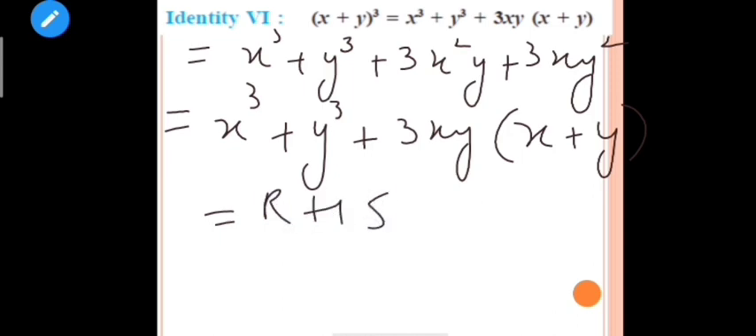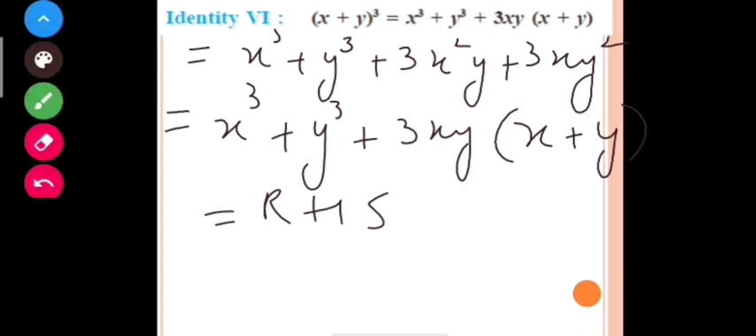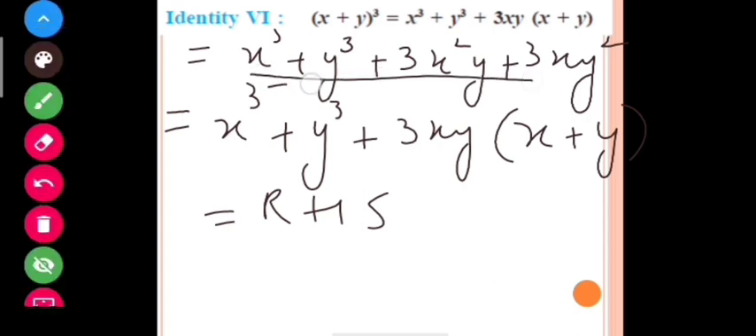So always remember that x plus y whole cube is equal to x cube plus y cube plus 3xy bracket x plus y here, and it can also be equal to this result. So no need of panicking, you can use this result. Also you can use this result. Okay.